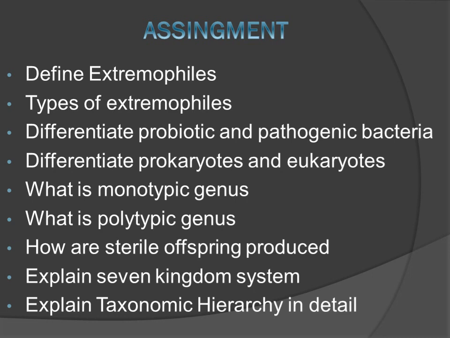So dear students, please note down this assignment and go through the book and try to cover these portions. Fine. So listen. The assignments are: define extremophiles, types of extremophiles, differentiate probiotic and pathogenic bacteria, differentiate prokaryotes and eukaryotes, what is monotypic genus as well as what is polytypic genus, how is sterile offspring produced, and explain the 7 kingdom system. So these may come under either 2 mark or 3 mark questions, right? And one more 5 mark question, I could say: explain taxonomic hierarchy in detail.